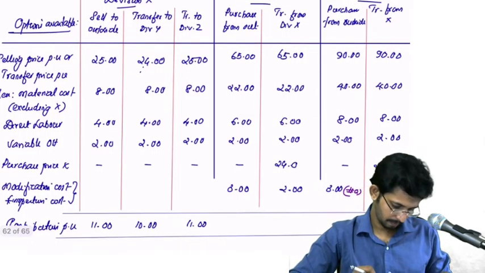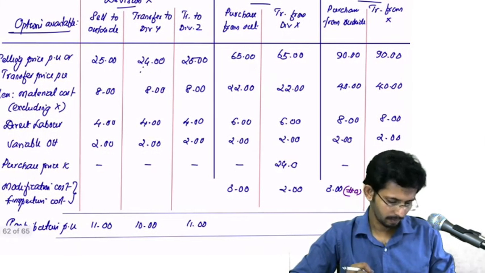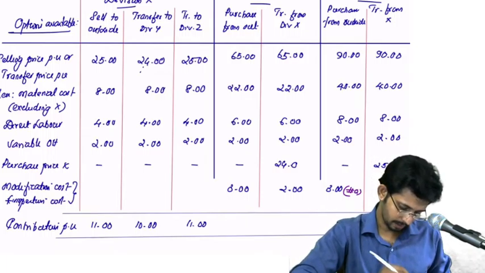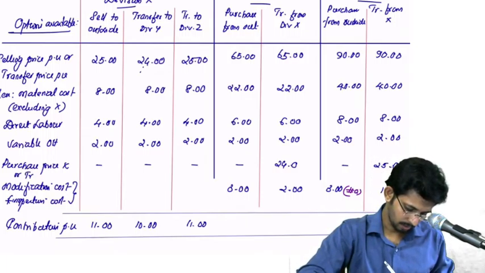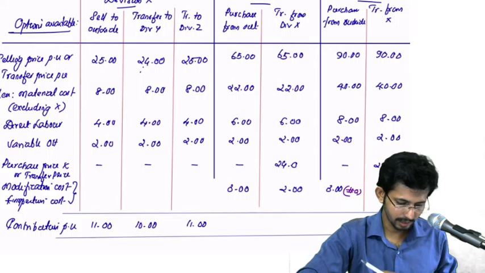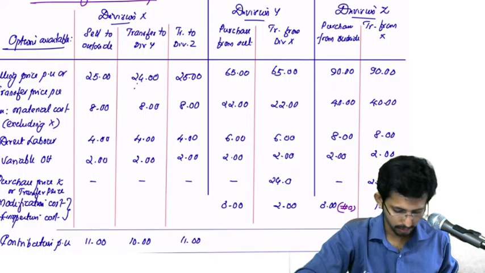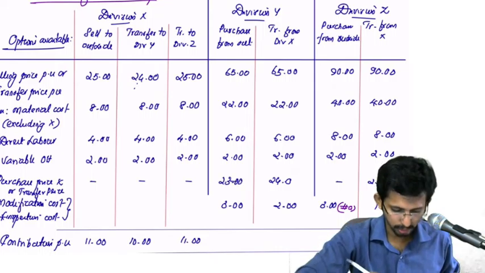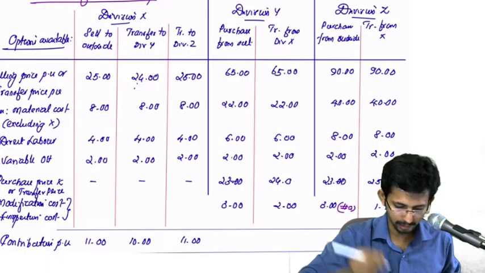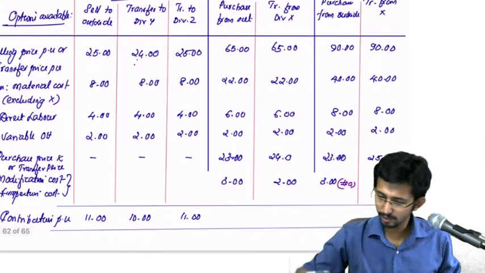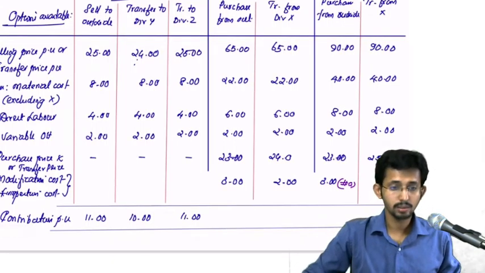Here purchase cost is not considered. Purchase price or transfer price. Here if they are purchasing X from outside, you will have to consider the purchase cost, which we forgot to consider. So here also it should be 23, here also it should be 23. Okay, so 23 plus 3 here also, so that will be 32 minus 23. So 9.